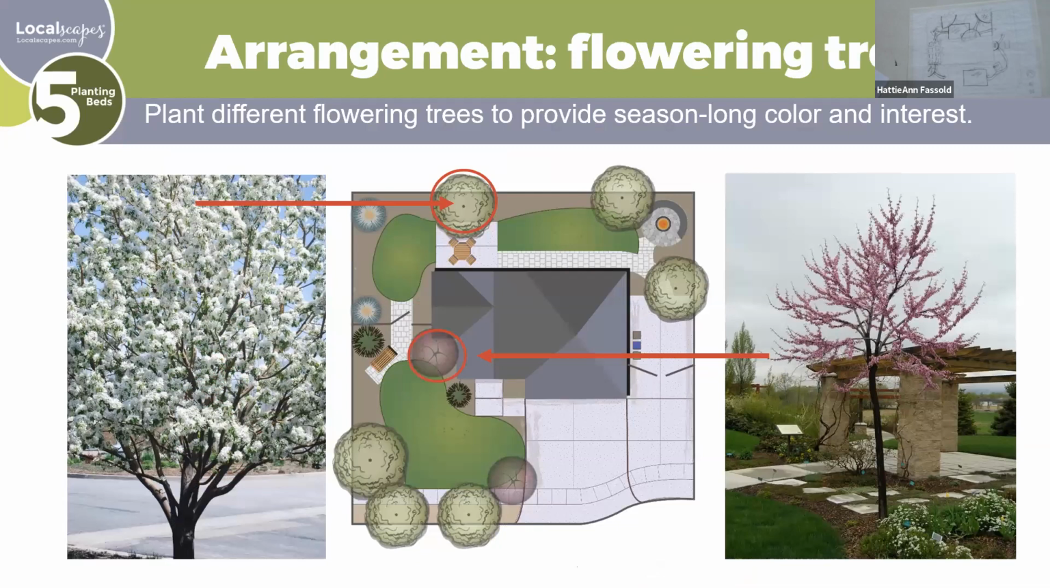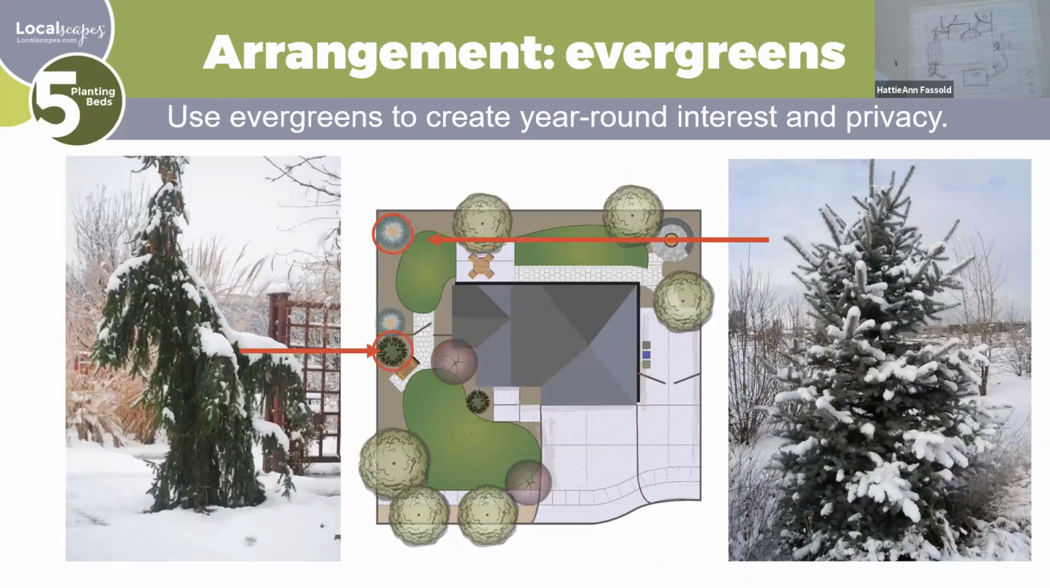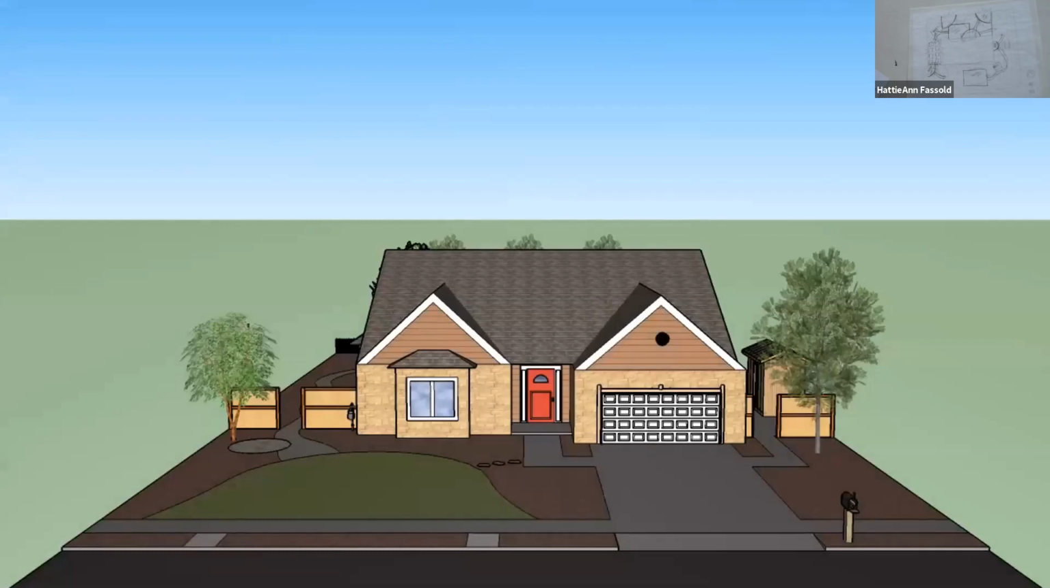Here are different examples of flowering trees around the yard that they've used. And then there are evergreens around. This is like the one on the left, that could also be considered a focal point. It's just really unique. It's not one that you see a lot, and it creates a really cool look. So here's our 3D example. They've put in their trees. Looks nice.